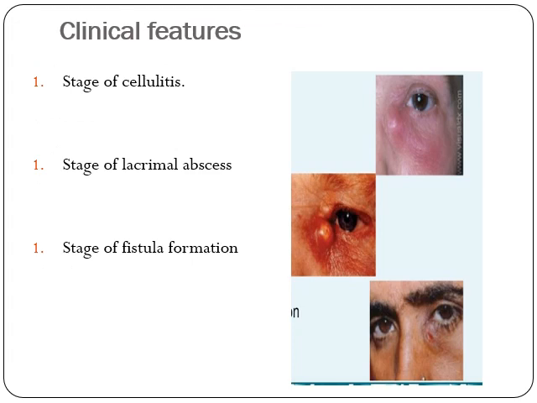Clinical features: there are three stages. First is the stage of cellulitis. It is characterized by a painful swelling in the region of the lacrimal sac. There is epiphora, and there are general symptoms like fever and malaise. The swelling is red, hot, firm, and tender. Redness and edema spread to the lids, cheeks, etc.